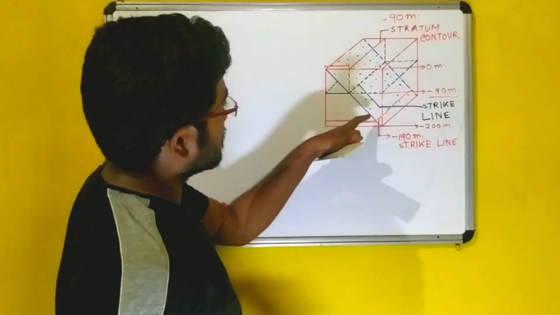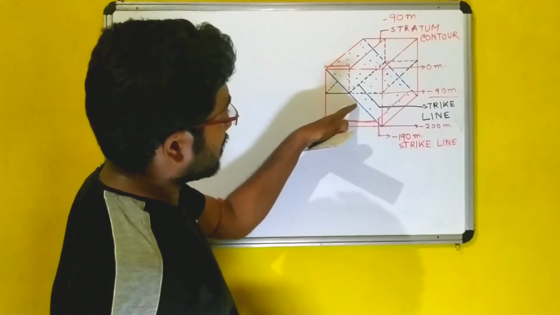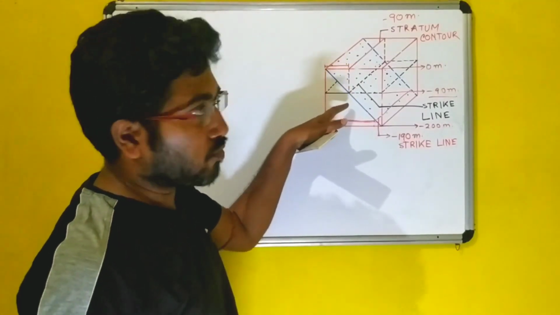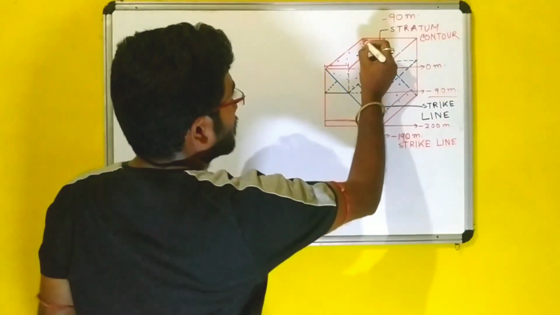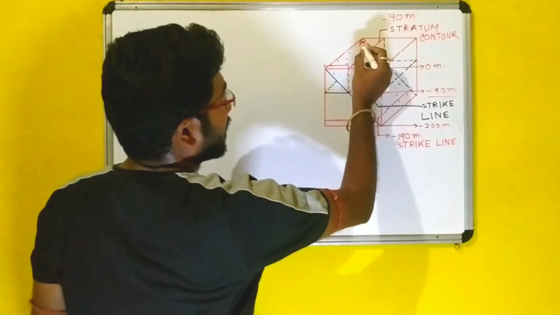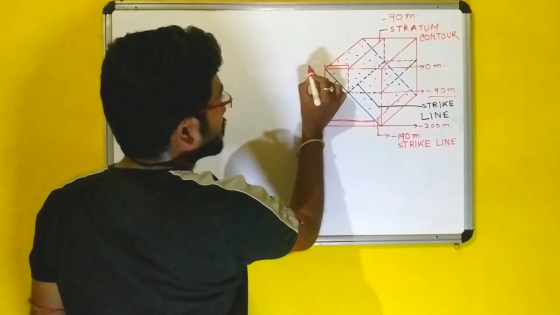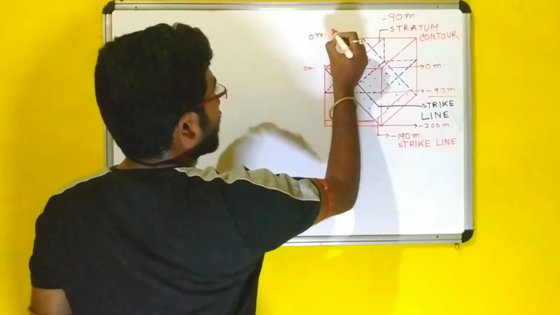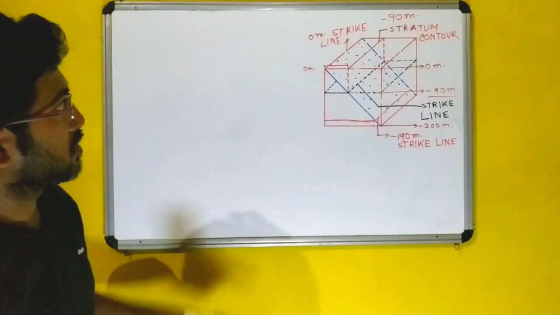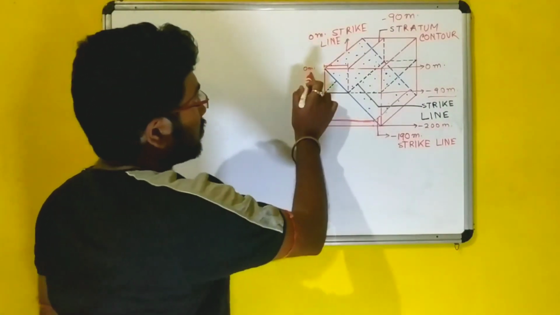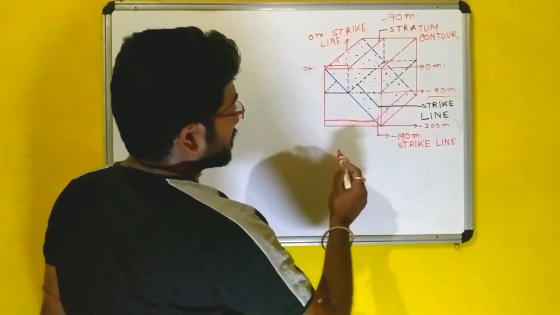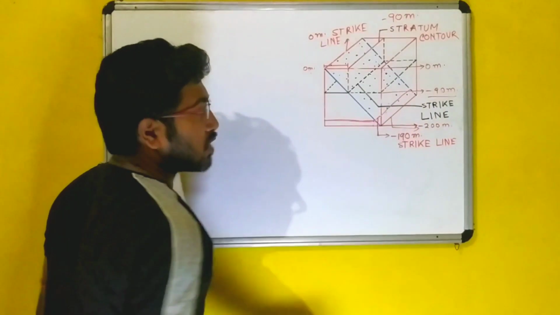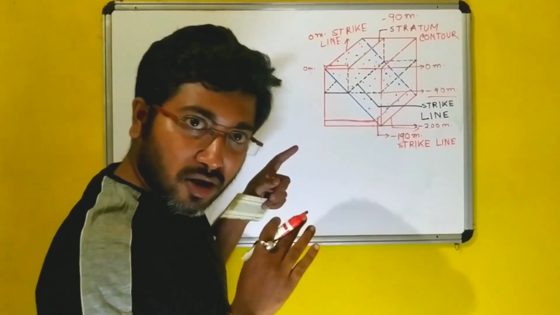So minus 190 meter strike line, minus 90 meter strike line, minus 100 meter, n number of strike lines will have a parallel relation or constant orientation. So this line is also parallel to this, and it is on 0 meter. So we can consider this line as 0 meter strike line. This is 0 meter strike line, this is minus 90 meter strike line, this is minus 190 meter strike line, this one will be minus 200 meter strike line.